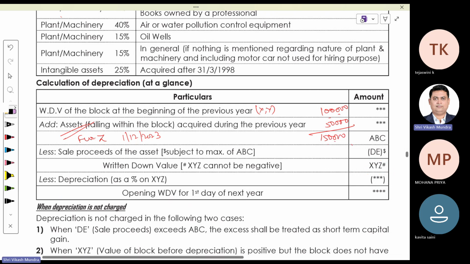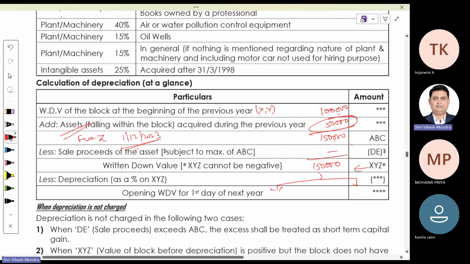Now we did not sell any assets, so this is nil. The value which is equivalent to XYZ is 1,50,000. In this situation, we should charge depreciation in this way. Since this asset was acquired during the year but put to use for less than 180 days, that means from December to 31st March, we did not use these assets for 180 days.